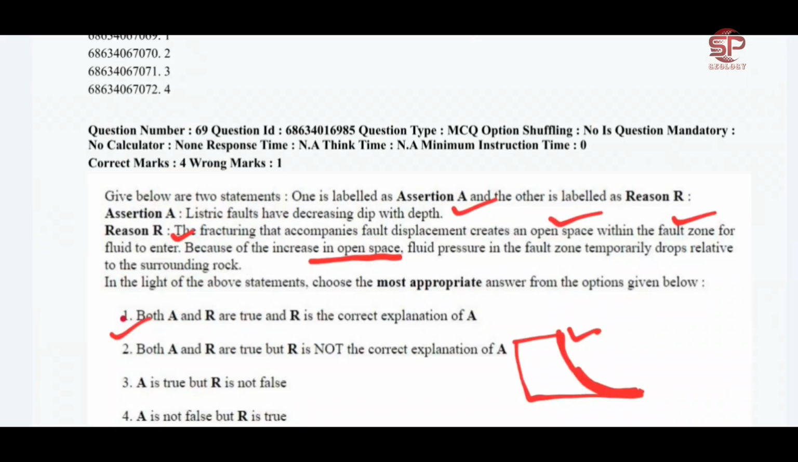Very good question. Listric faults have decreasing dip with depth and the fault plane allows accumulation of water. Actually, the decreasing dip is not the explanation of the fracturing that accompanies fault displacement. So that's why the answer will be B. Both A and R are true, but R is not the correct explanation of A. Decreasing dip is not justified by this. So the answer will be 2.